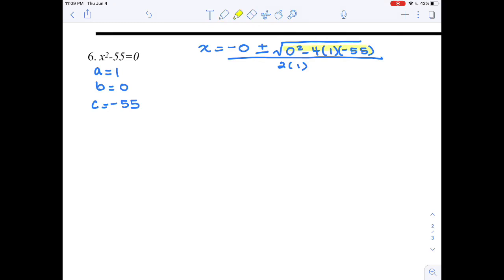Just like before, we're going to clean up underneath of the square root first. So x equals negative 0 doesn't do anything. 0 doesn't add or subtract, make a difference. So I'm just going to ignore it. So now I have x equals plus or minus the square root of 0 squared is just 0. Negative 4 times 1 times negative 55 is positive 220, all divided by 2 times 1 is 2. 0 plus 220 is just 220.